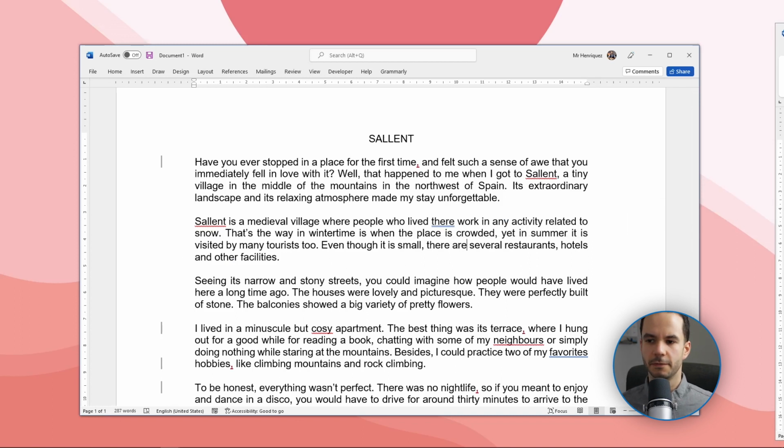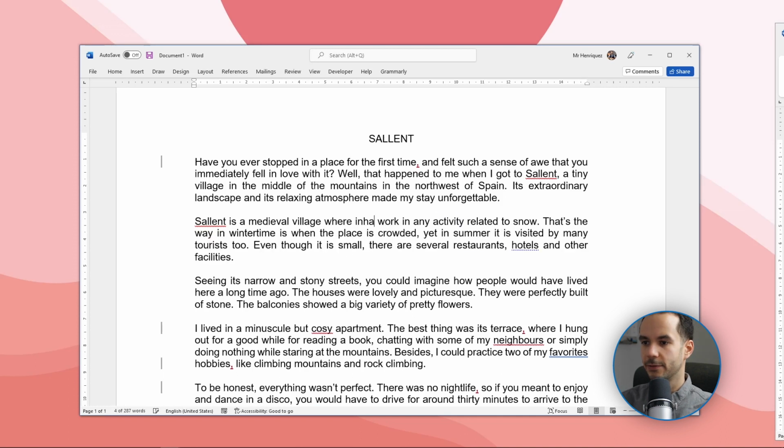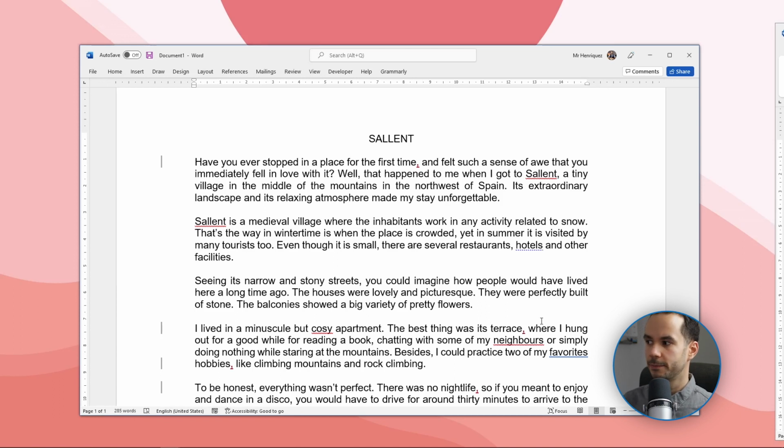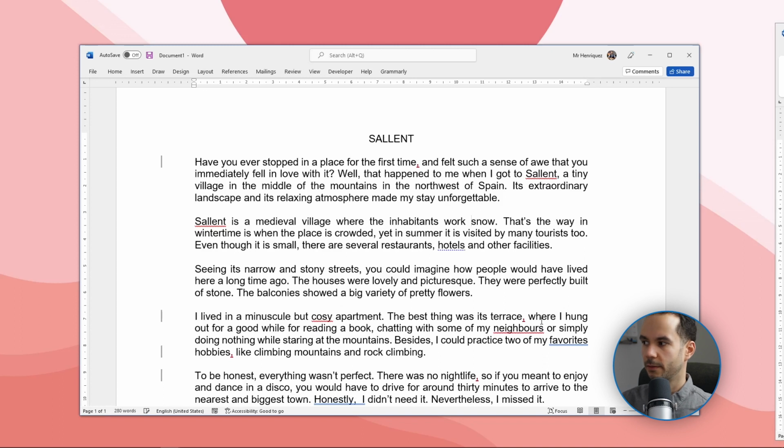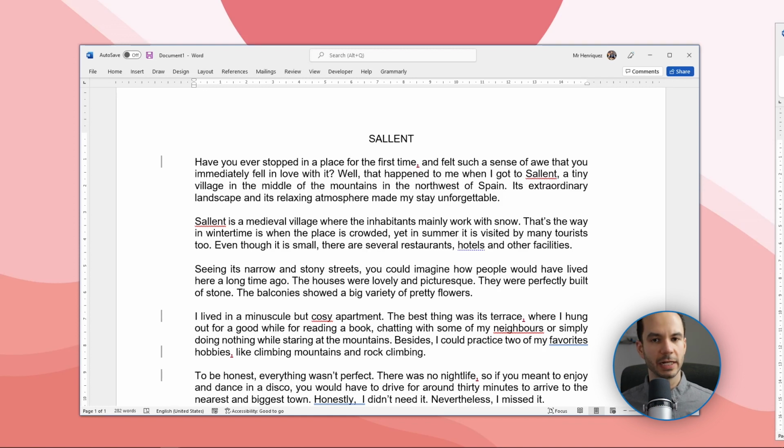Now, when I was reading this description for the first time, I interpreted it as the people worked with snow during medieval times. But I'm going to change it in such a way that they still work with snow. Salon is a medieval village where people who live there, so I'm going to change this into inhabitants. So, where the inhabitants mainly work with snow. Now I've added the word mainly to really put emphasis on the fact that snow is their source of income.